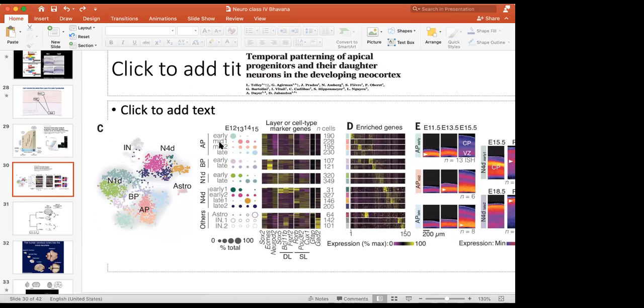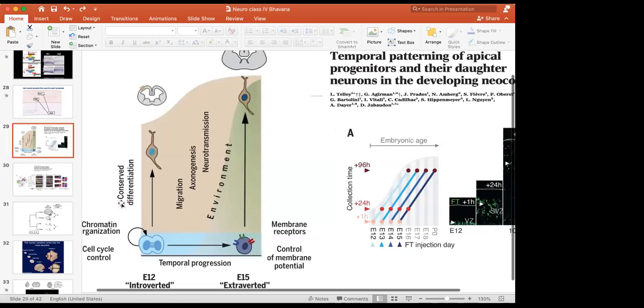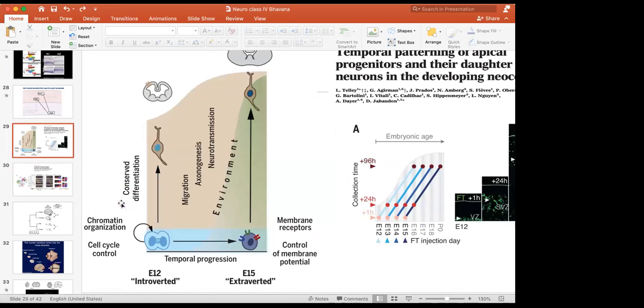So here, introverted basically means that a lot of chromatin genes that are involved in chromatin regulation and cell cycle control are active at E12, compared to E15, where these genes are not as active as, let's say, membrane receptors.